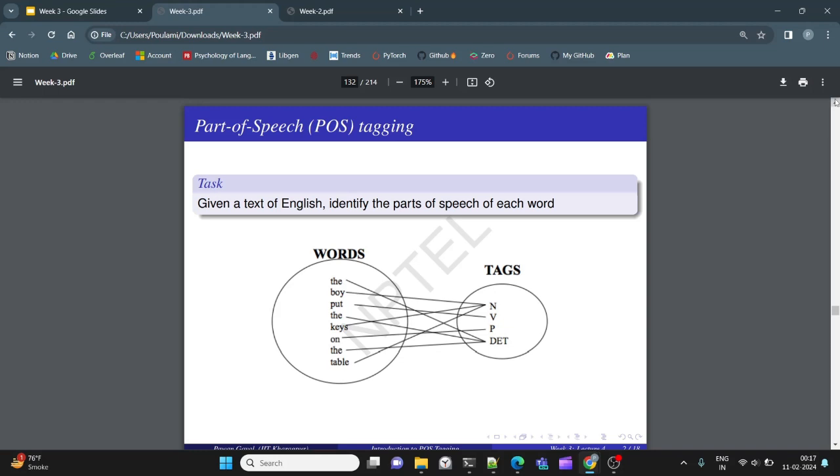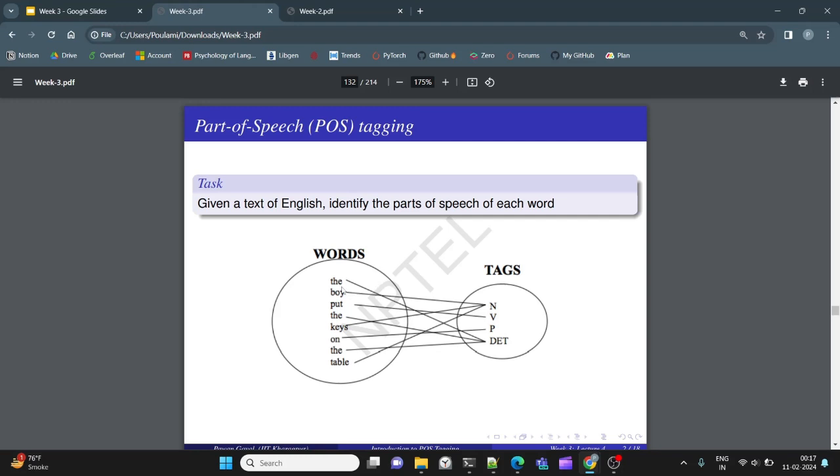So, what is part of speech tagging? Part of speech tagging is, given a text, you have to identify the part of speech of each word in the text. For example, here we have a set of words: the boy put the keys on the table. This is the entire sentence, and these are the words that constitute the sentence. Now we have to tag the words with the corresponding part of speech tags.